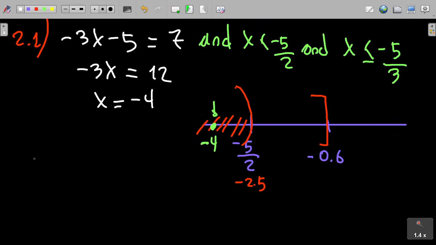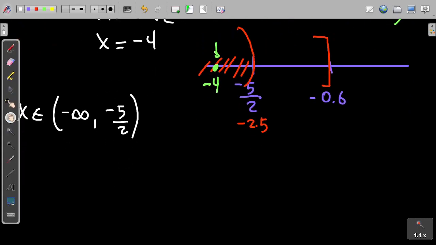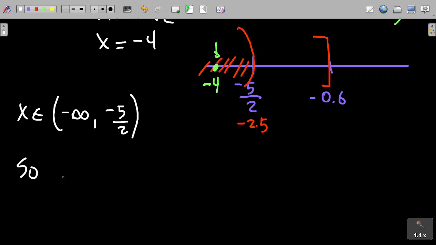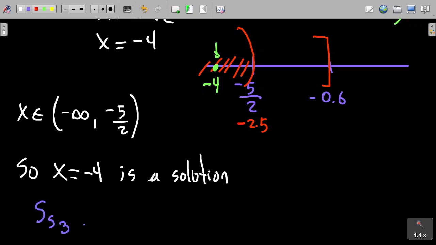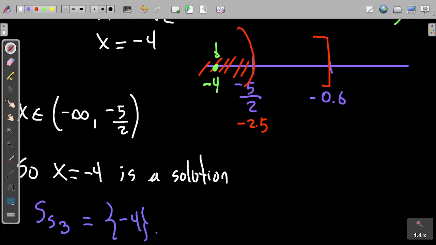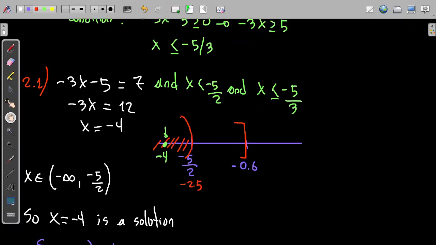So x belongs to the interval from minus infinity until minus 5 over 2. So x equals negative 4 is a solution. Our solution set number 3 is the set formed by negative 4. Excellent! We almost finished with this equation.